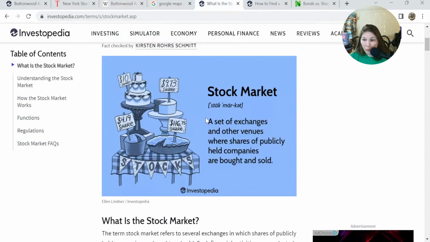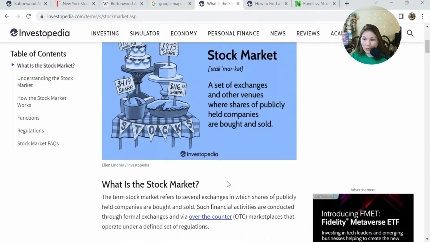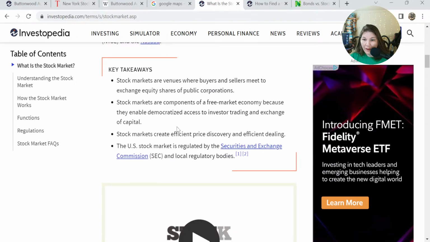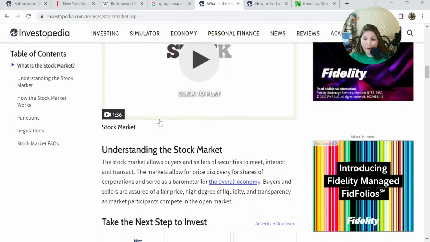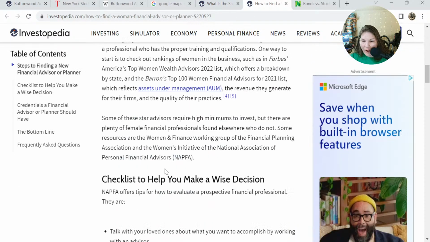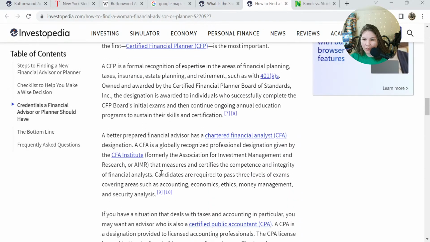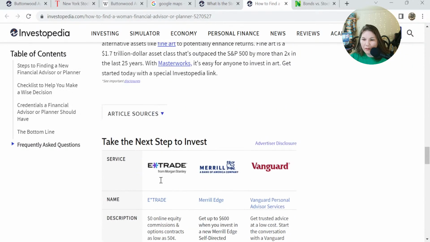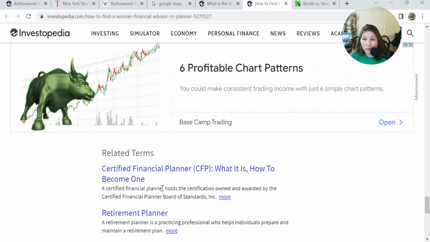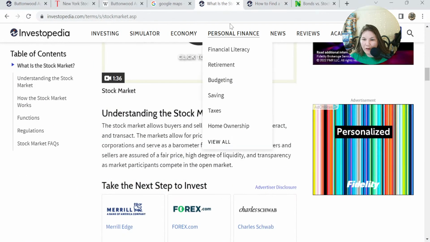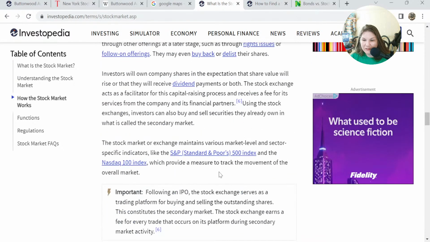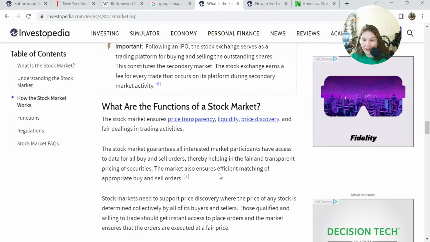So, we know what the stock market is. We know what a stock is. And we know who started the stock market. Why would they want to start the stock market? What would be the benefit of buying a stock or offering stock to individuals? We got lost, guys, but that's okay.